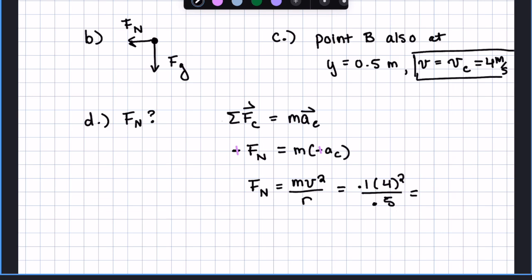0.1 times 16 divided by 0.5. And that gives me 3.2 newtons.